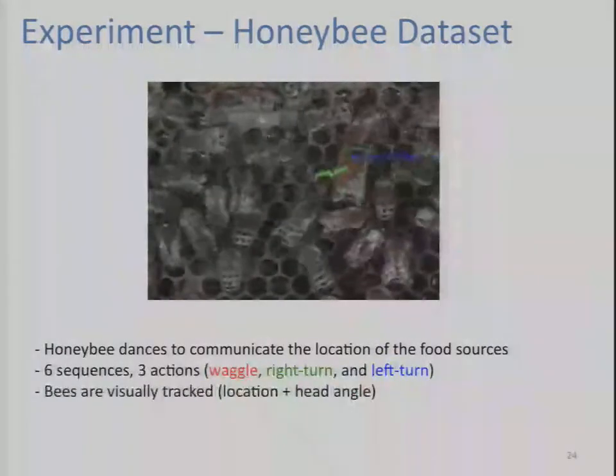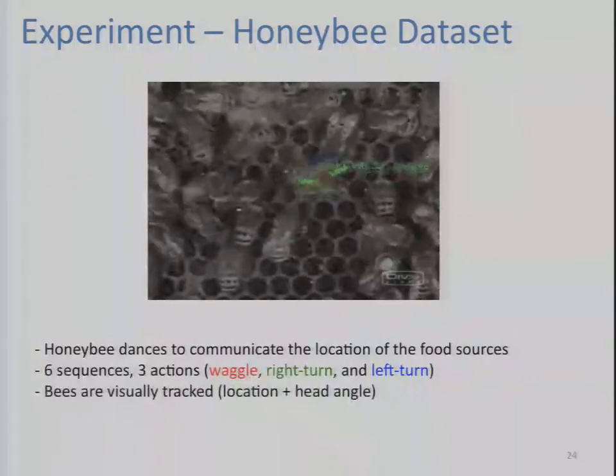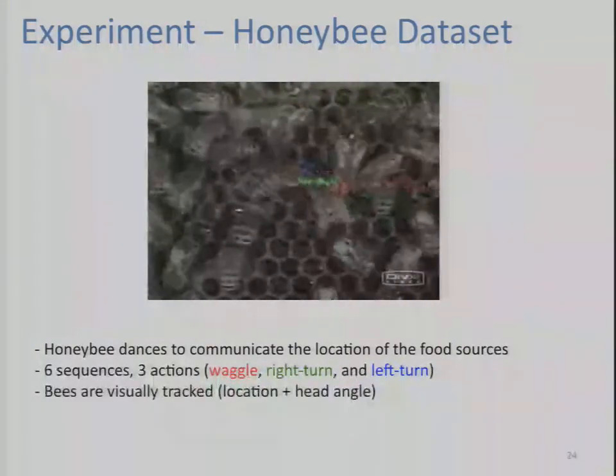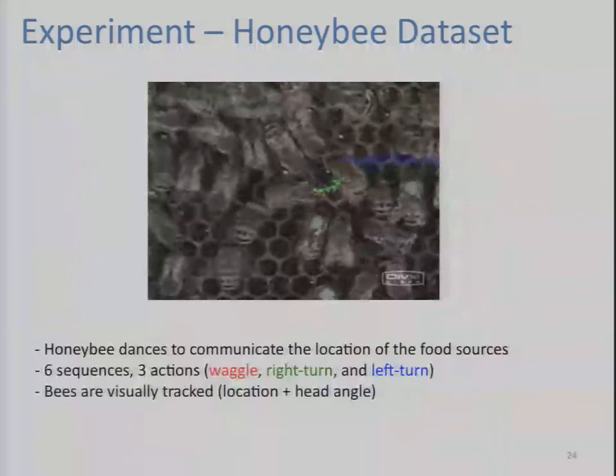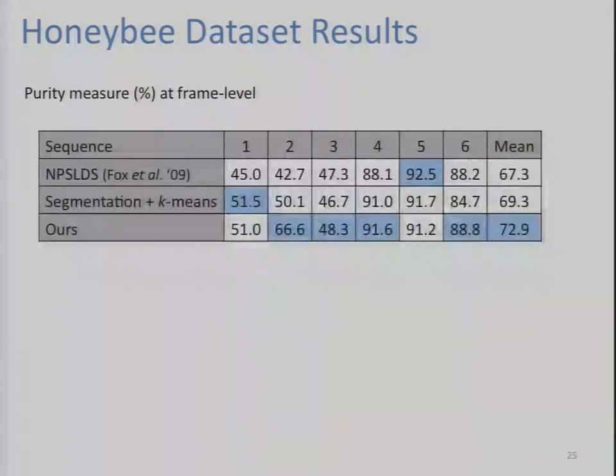Okay, so the final experiment is on the Honeybee dataset. This dataset contains 6 sequences, 3 actions. The bees are visually tracked. Here I'm showing the result for 3 methods on 6 sequences. The first one is the switching linear dynamical system. The second method is exactly the same as our method, except we replace MMC with k-means. In this case, k-means does pretty well. It's even better than the switching linear dynamical system, but it's still worse than our method here.